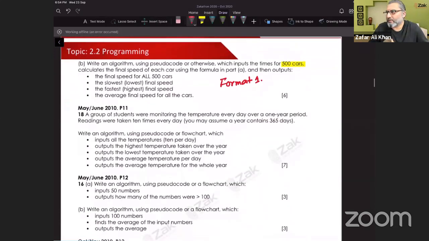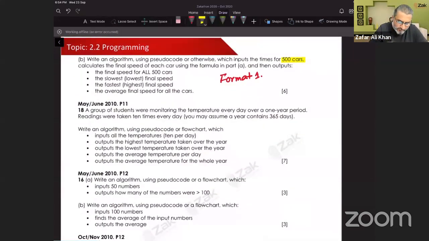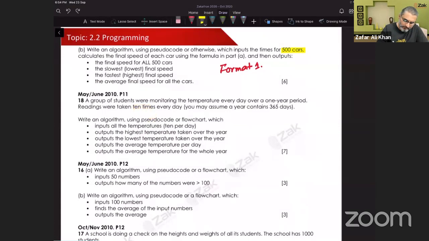Now look at this particular question. This is not a format 1 question. A group of students were monitoring the temperature every day over a 1-year period. Readings were taken 10 times every day, and you may assume there are 365 days. So these are two numbers. So this is format 4.